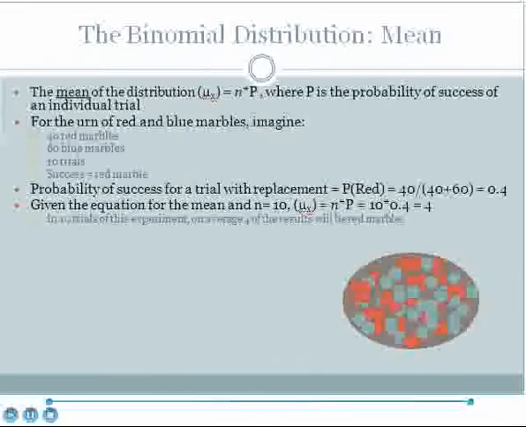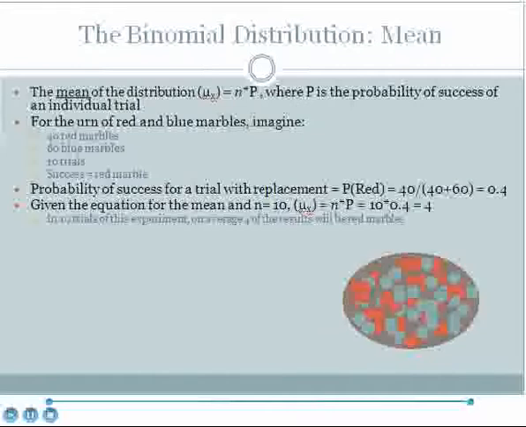Let's consider an experiment. In this case, we have an urn of red and blue marbles. Let's imagine that we have 40 red marbles and 60 blue marbles. We'll do 10 trials, and the criteria for success will be pulling a red marble. The probability of success for a trial with replacement, p of red, is equal to 40 divided by 100 total marbles, because there are 40 red marbles. Thus, the probability is equal to 0.4.